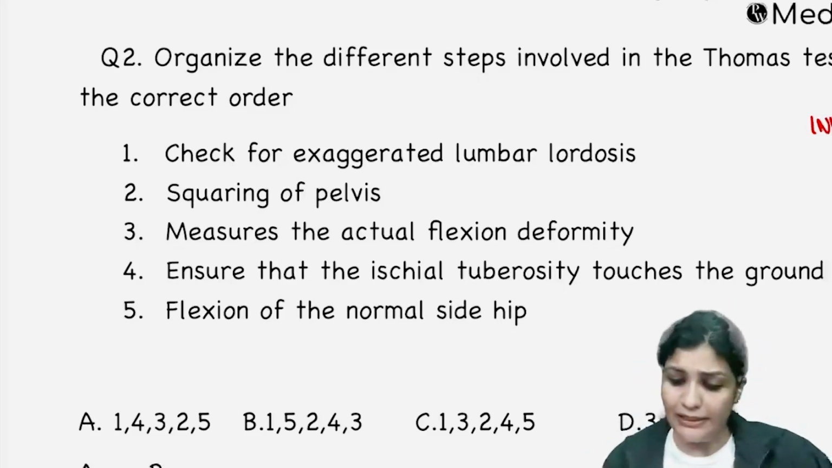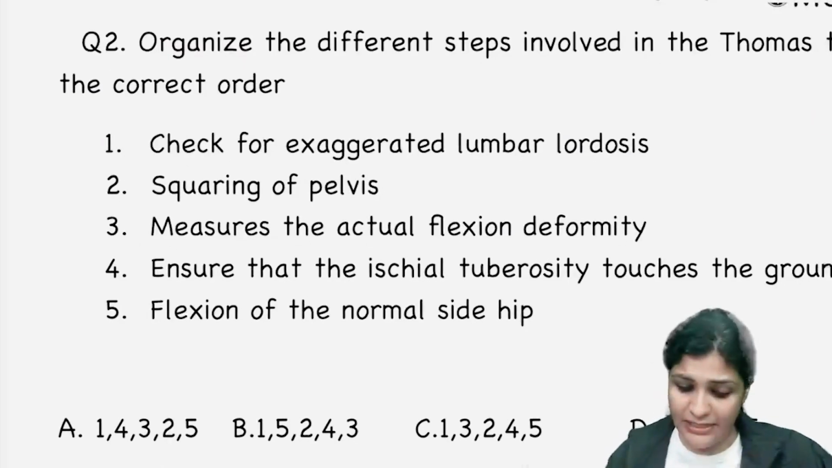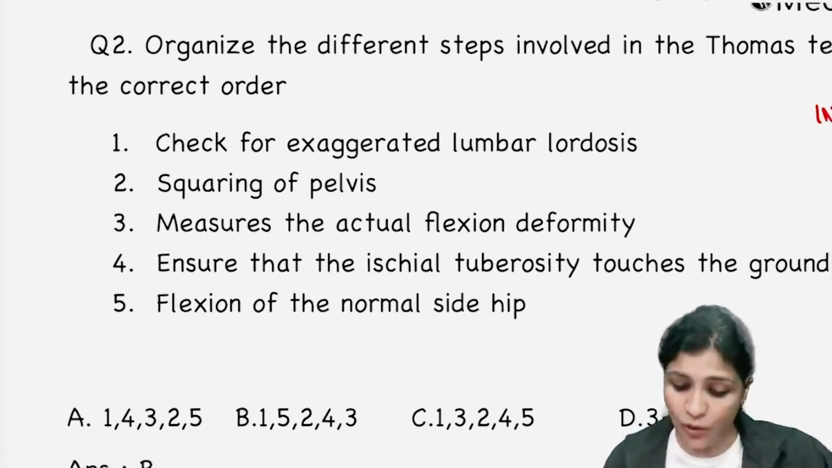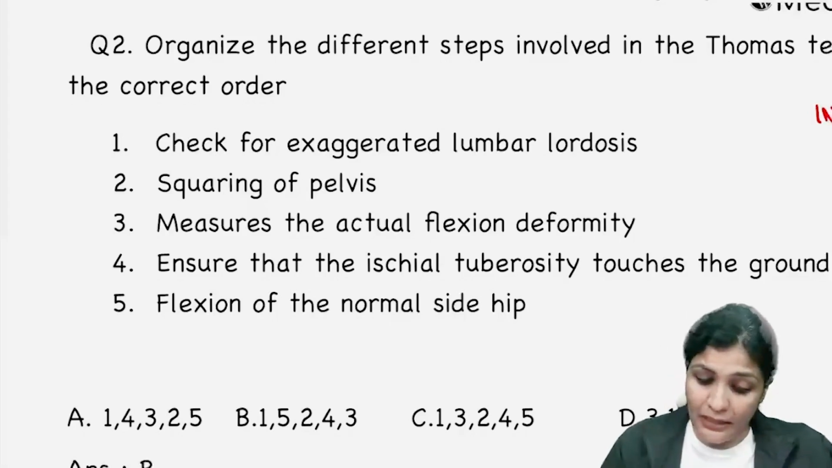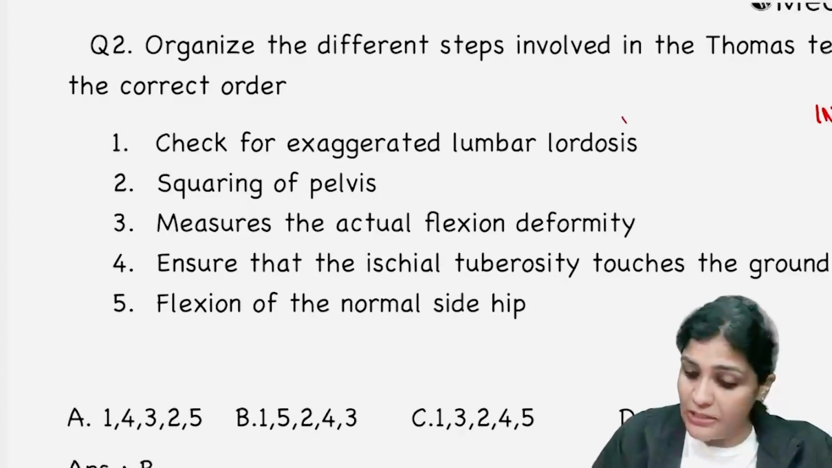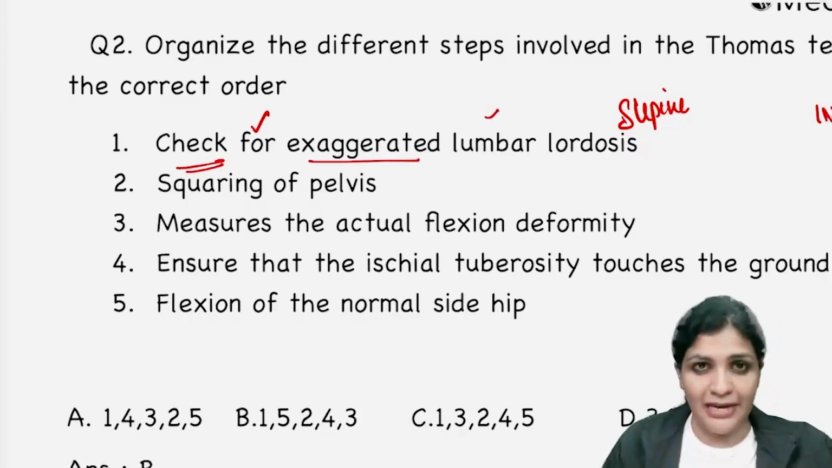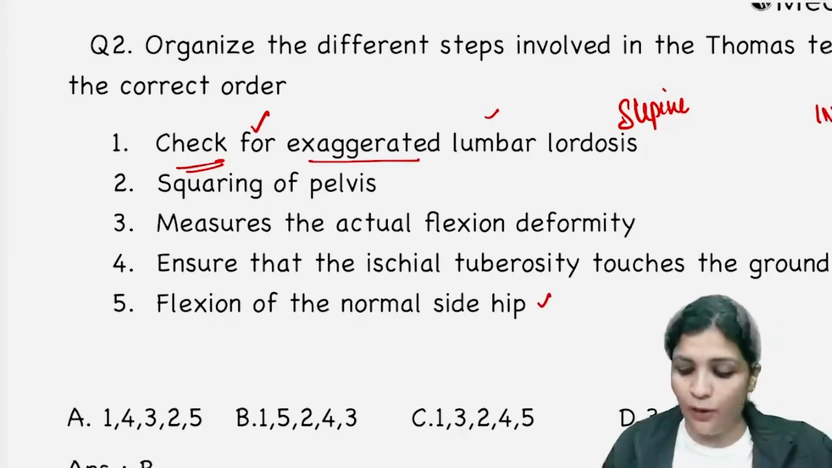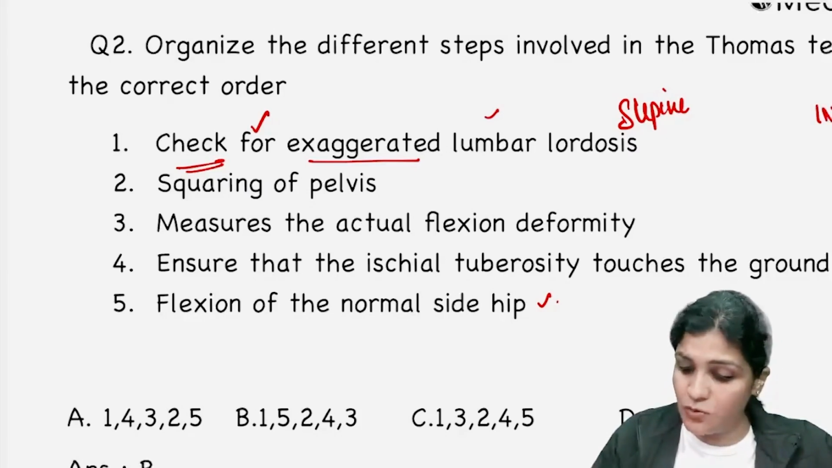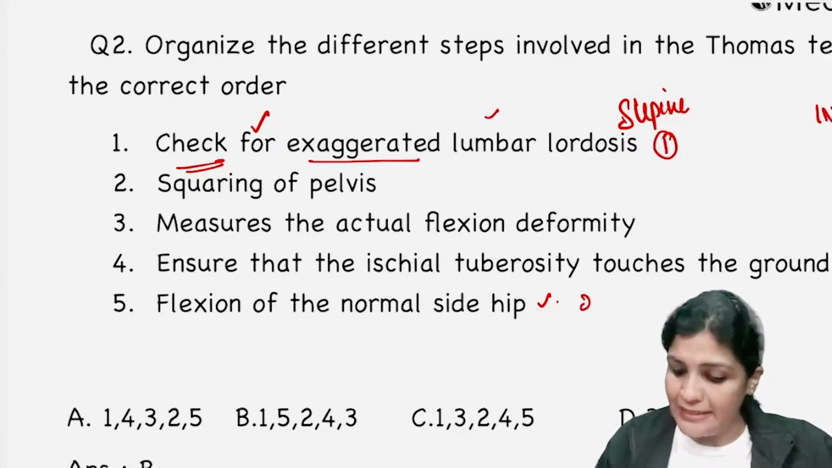And next, what are these steps? Can you help me with the steps? The first one, as I've told you, the patient has to sleep in the supine position, and then you're going to flex the normal side of the hip. First you will check for the exaggerated lumbar lordosis, and then you will flex the normal hip. So this is the first thing you're going to do.